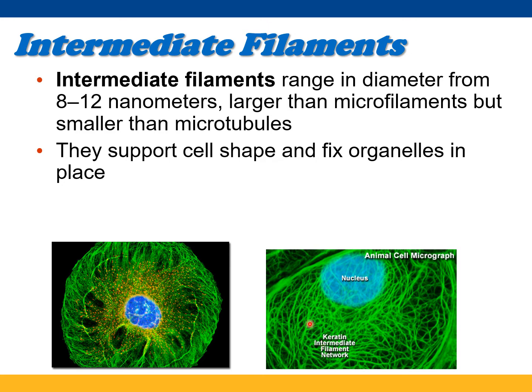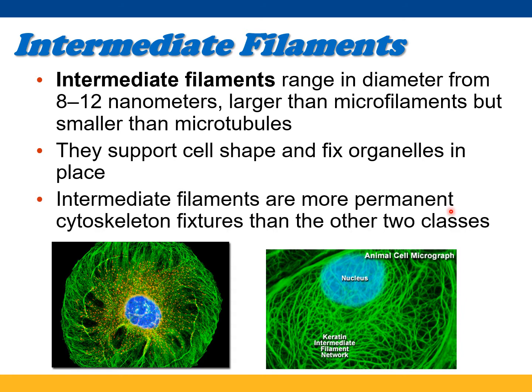What they've done is they've stained for the protein keratin. And keratin is one of the most common proteins found in intermediate filaments. Like I said, they're more permanent, less dynamic, more about shape, more about keeping things in an appropriate three-dimensional position rather than moving them around or something.